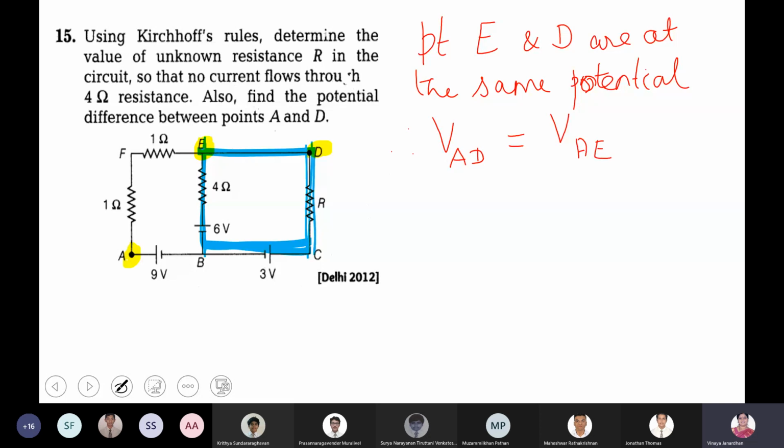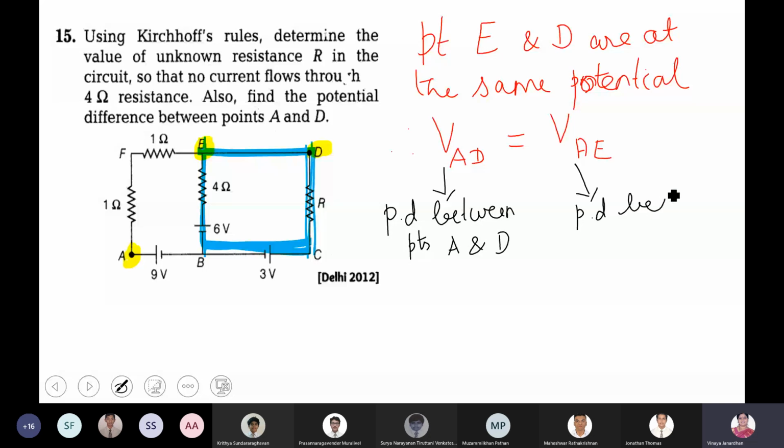Should I write what is VAD? Okay. So what is VAD? Potential difference between points A and D. Now what is VAE? Potential difference between points A and E. Is that correct? Okay.